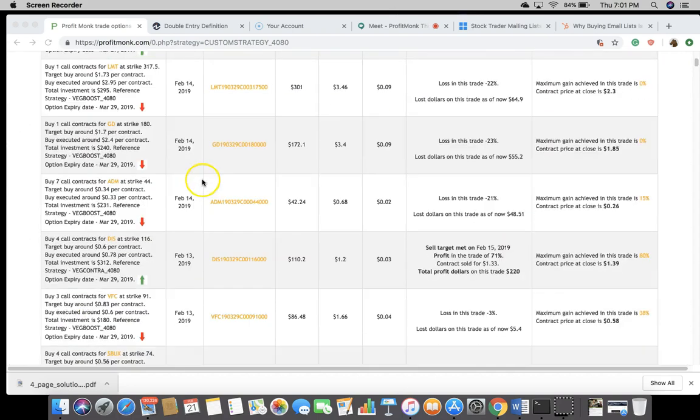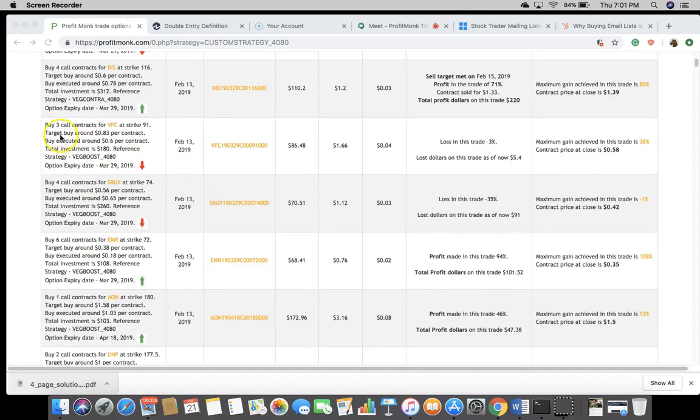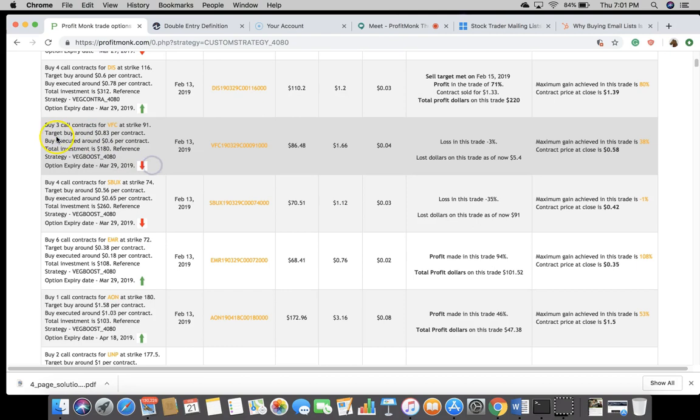if I look at, for example, let's just pick a random trade out of the list, and this is for TurboPack. So if you look at, let's highlight this one. So let's say look at this trade. So this one came up on February 13th, about a week or so ago, and then it had a target buy of 83 cents.